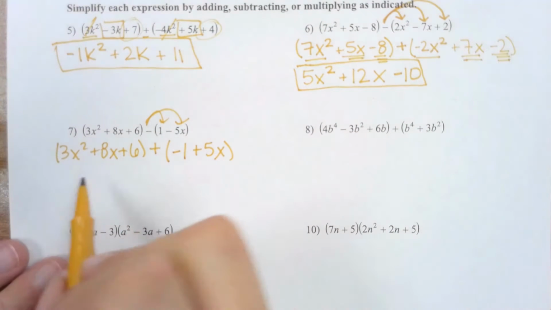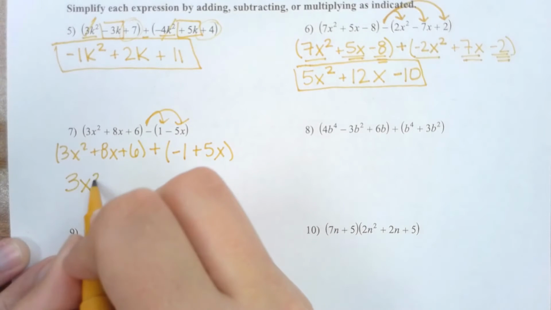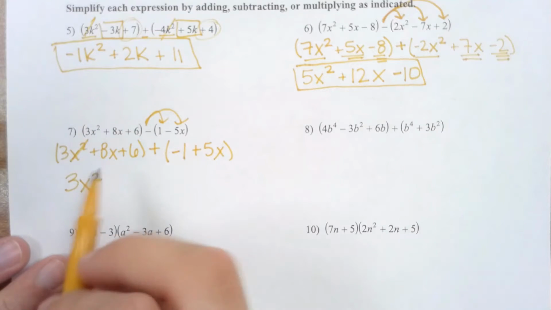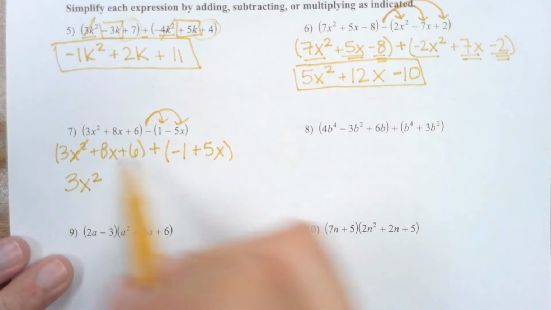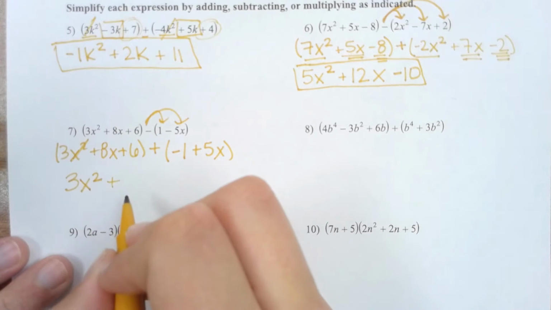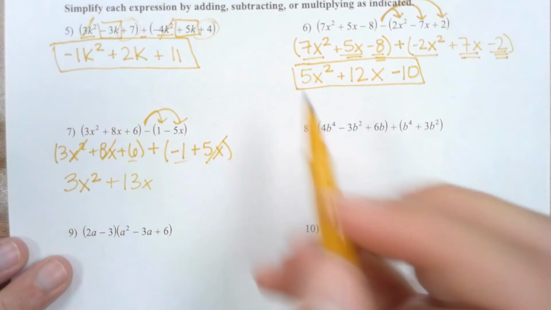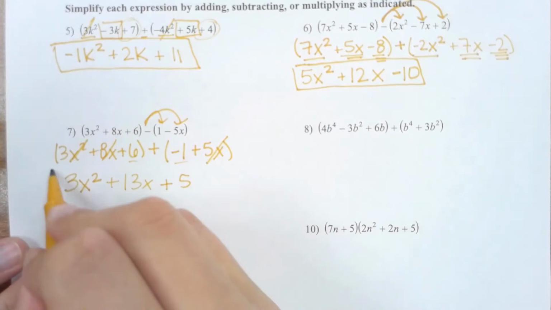Okay, and then you can just start combining like terms. So my 3x squared is the only x squared that I see, so I'm just going to drop that down. I see an 8x and a 5x, so I'm going to combine those together, and that will give me 13x. And then the last thing I can combine are my constants, so a 6 plus a negative 1 is a positive 5.